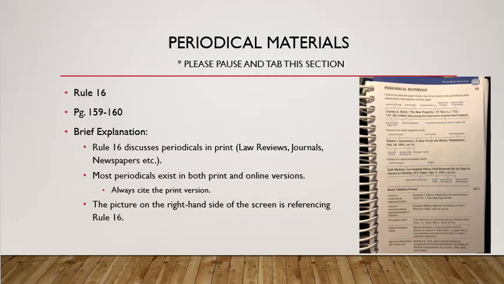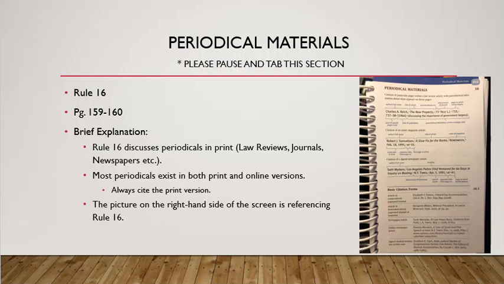Next, we have periodical materials. This is Rule 16, starting on page 159. Please pause the video here and tab your Bluebook. Rule 16 discusses periodicals in print, for example, law reviews, journals, and newspapers. Most periodicals exist in both print and online versions. Always cite to the print version if possible.